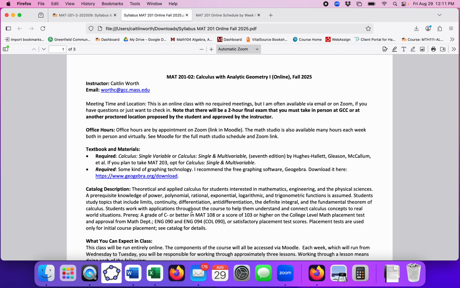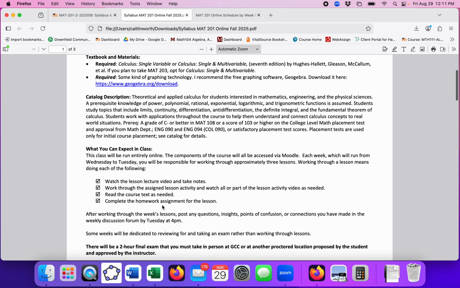Okay, so required also is some kind of graphing technology. I recommend the free software GeoGebra, but a lot of students are familiar with Desmos, and if you like that, you can use that. Or if you have a TI graphing calculator that you used for a previous course, you can use that.